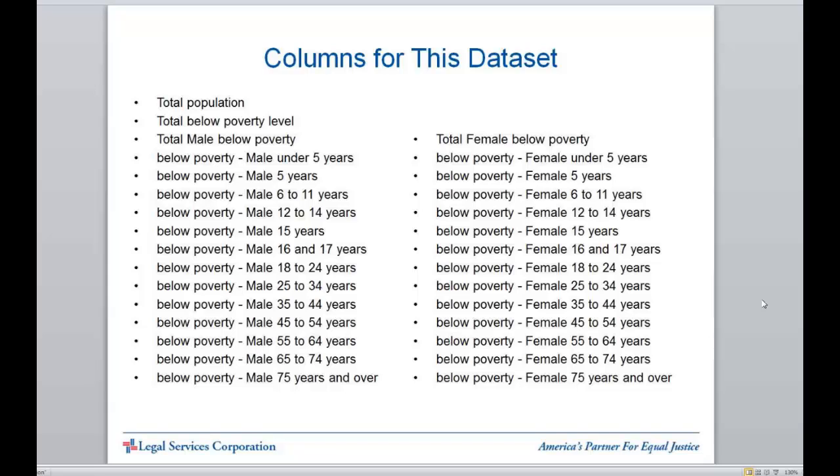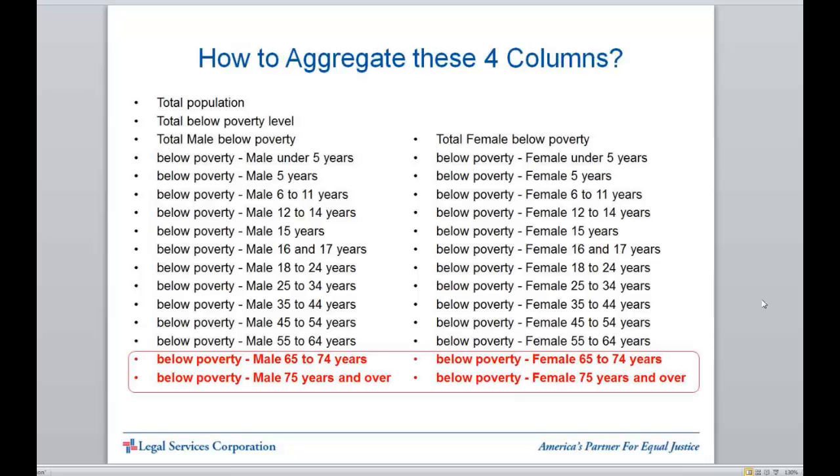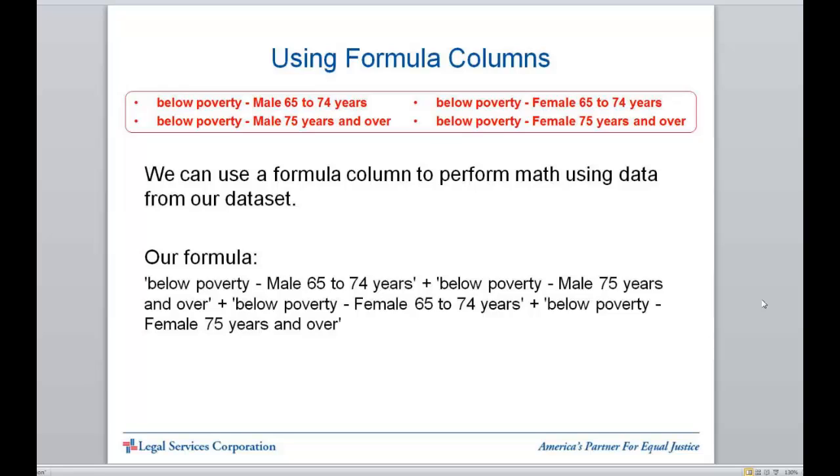But if you remember, we were trying to make a map for the Elder Law Task Force. So the columns I'm really interested in are these 4. And right now, the data is being reported separately in 4 different columns. But I really want to put it together because I want to know about this population as a whole. So I can do that using a formula column. Basically, a formula column is like a calculated field in other software. It's going to let us perform math using the data from our data set.